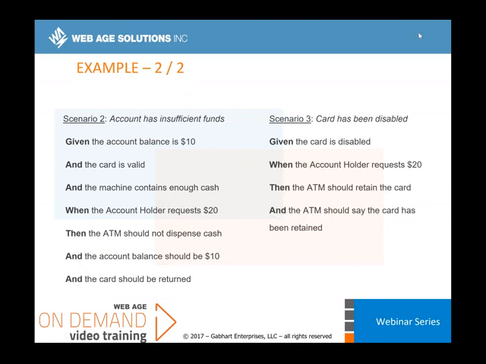Lastly, third scenario, same story. Given the card is disabled, and that's the only given in this case. When the account holder requests their $20, then the ATM should retain the card, and the ATM should say the card has been retained.